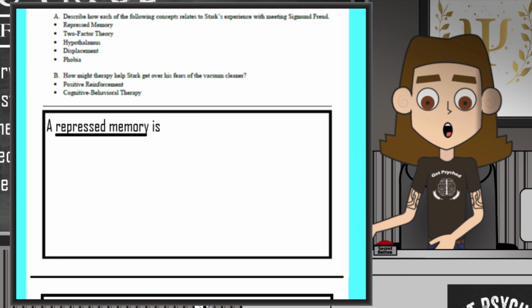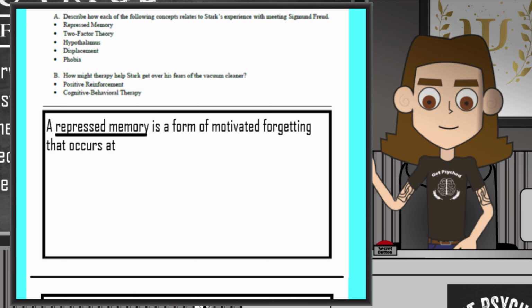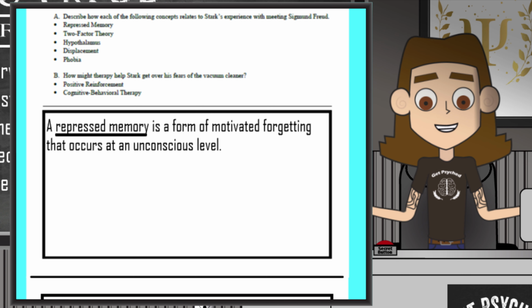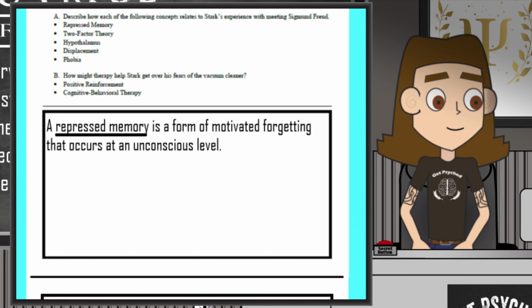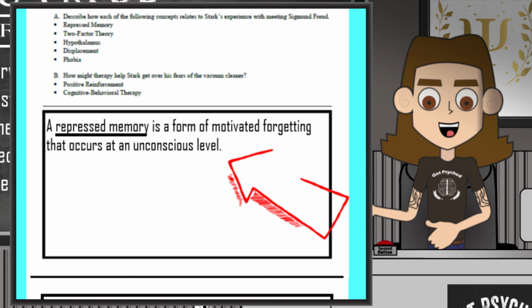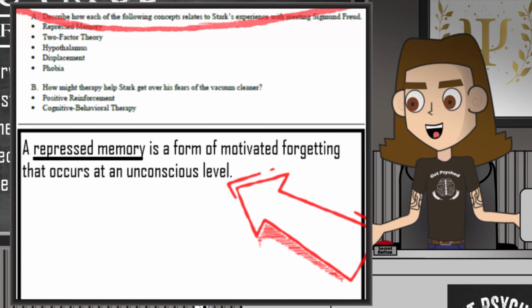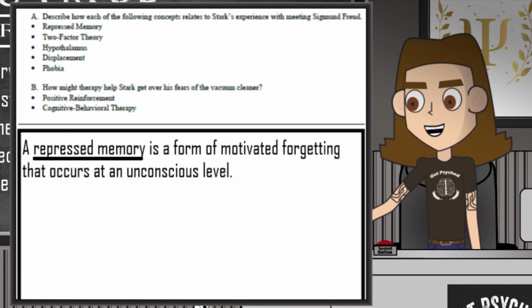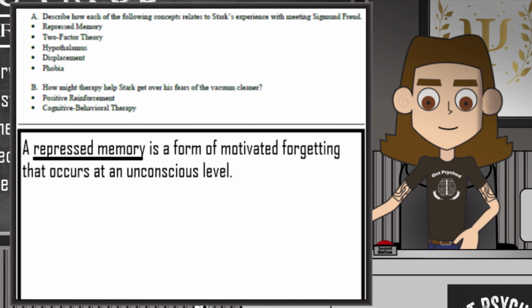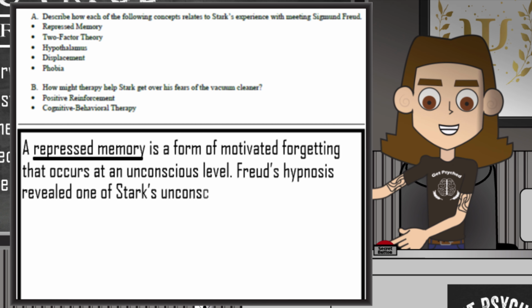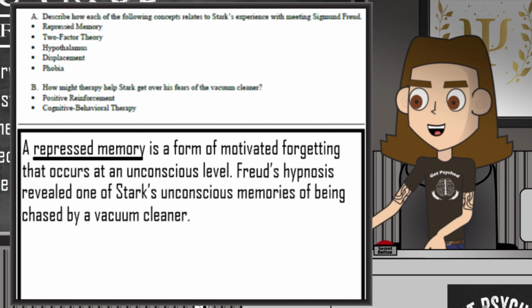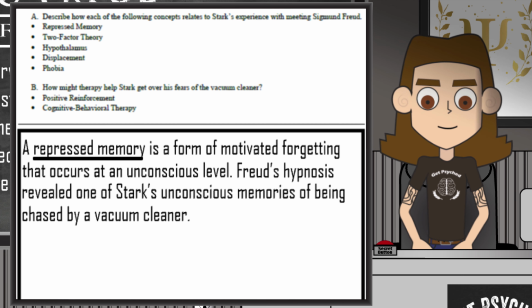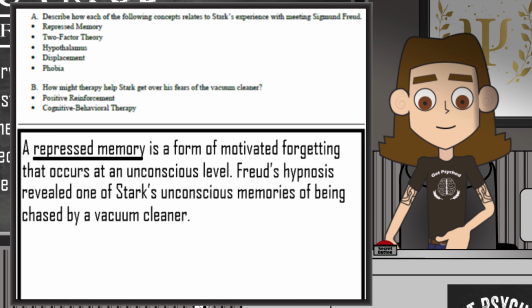So repressed memory is going to be a form of motivated forgetting that occurs at an unconscious level, meaning that the memory is paired with some form of anxious thought, leading to it being pushed into the brain's unconscious, blocked from all conscious awareness. Now, to earn the point, you have to apply this definition to the prompt. So how exactly did repressed memories relate to Stark's experience with Freud? Well, you could say that Freud's hypnosis revealed one of Stark's unconscious memories of being chased by a vacuum cleaner. Your response may be a bit different, but as long as you properly defined what a repressed memory is and applied it to Stark's experience with Freud, you'd get the point.